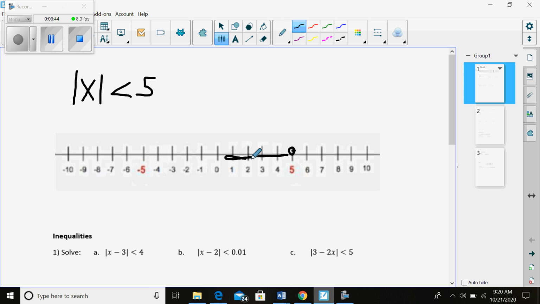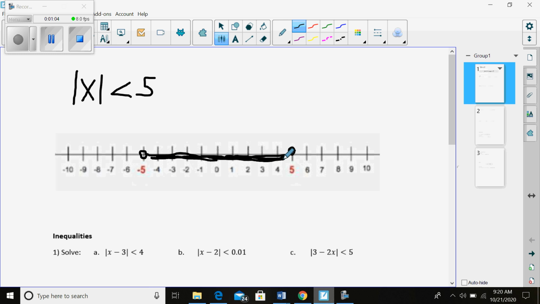All of these values are fine. Same thing with these negative values, except I can't have the absolute value of -5, right? And I couldn't plug in and have the absolute value of -6 or anything less than that. Okay, so this is the solution to that inequality.